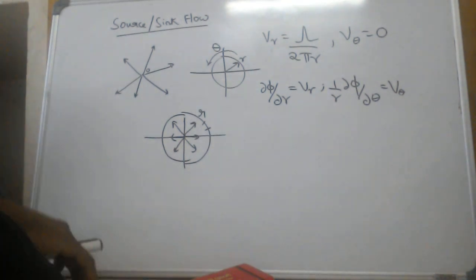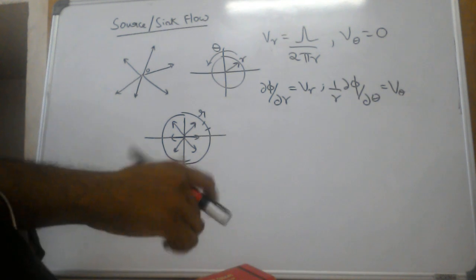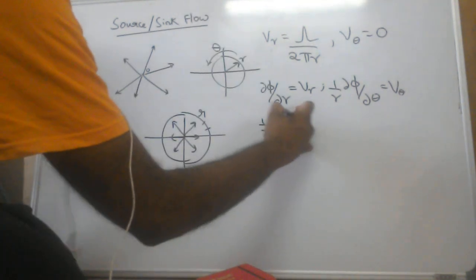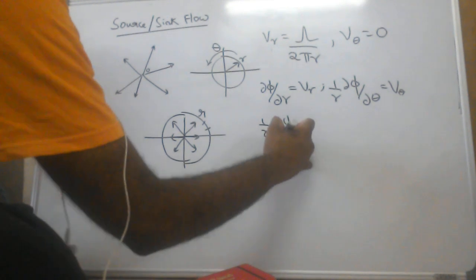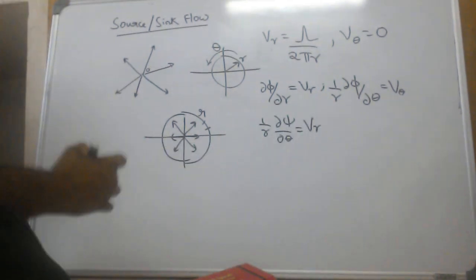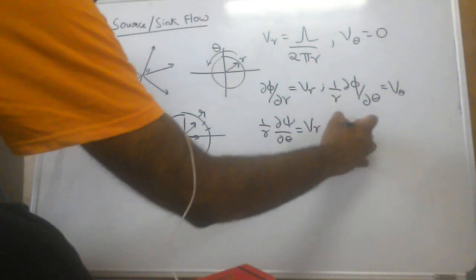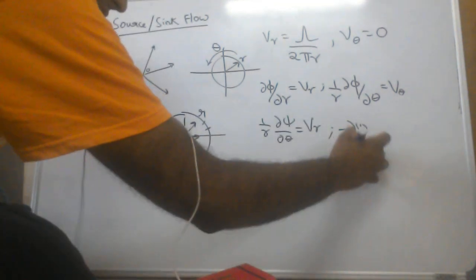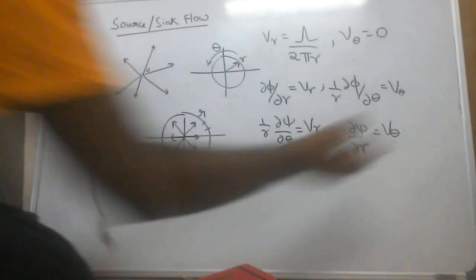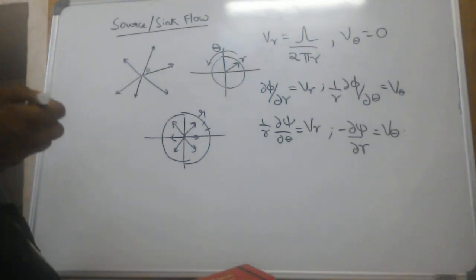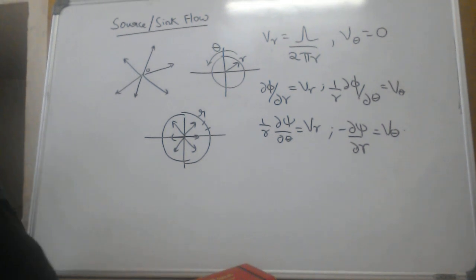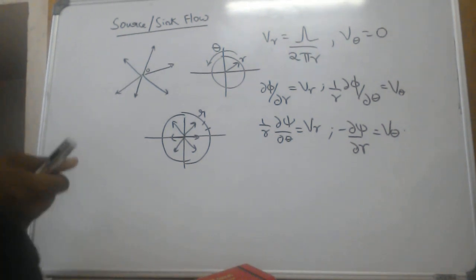For the stream function, the relation we have is 1 by r dou psi by dou theta is Vr, and minus dou psi by dou r is V theta. So using these two relations, one can find what the stream function of the source and sink flow is.